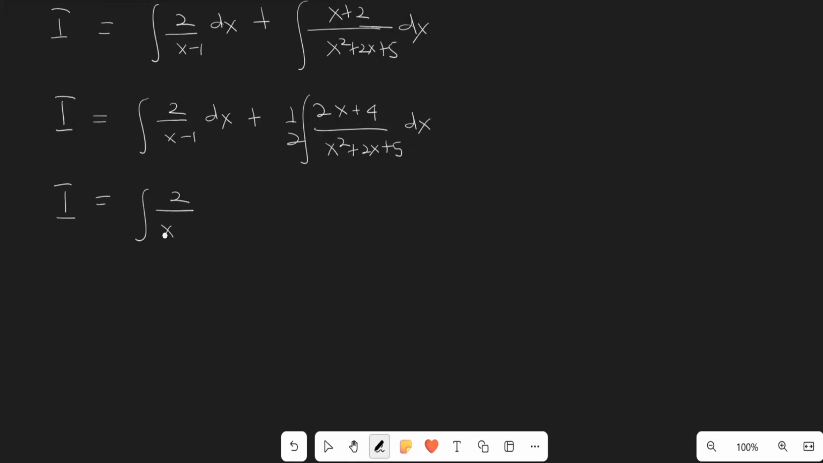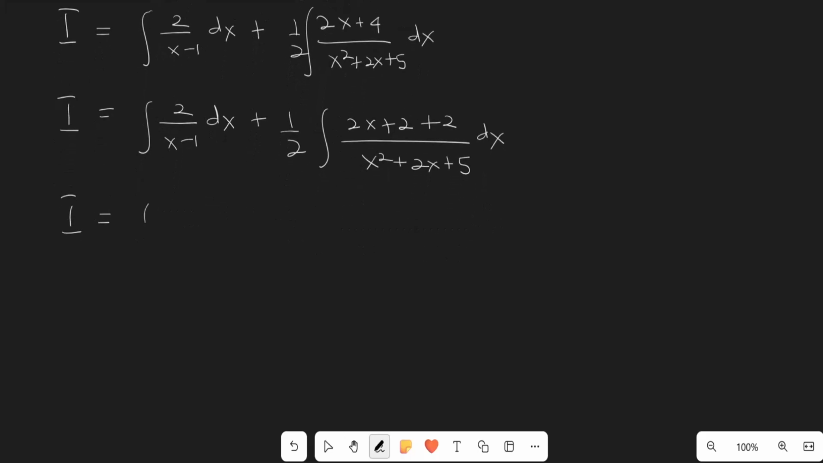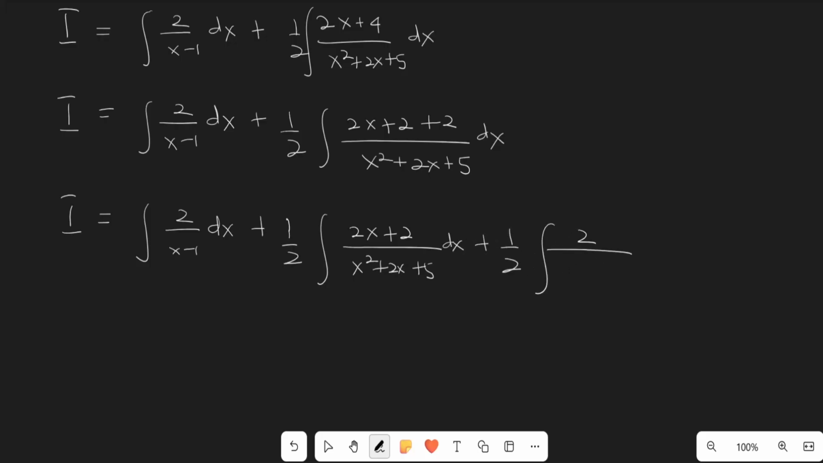So the integral of 2 over x minus 1, I will integrate that later on, plus 1 half. This one, I can split the numerator into 2x plus 2 plus 2. That is, 4 can be written as 2 plus 2, which is very obvious. So I is going to be the integral of 2 over x minus 1 dx plus 1 half. I can split this into two integrals: the integral of 2x plus 2 all divided by x squared plus 2x plus 5 dx, plus 1 half the integral of 2 all over x squared plus 2x plus 5 dx.